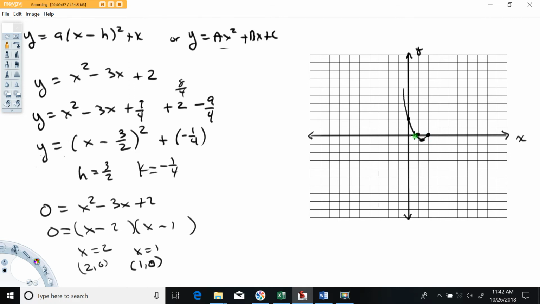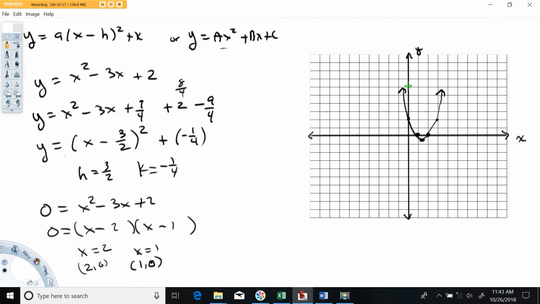Maybe one more point. 1, 2, 3. If I put 3 in here, we get 9 minus 9, 2. So 1, 2, 3, 1, 2. There's one more point. That's good enough. So there is a graph, a beautiful looking graph of our parabola.